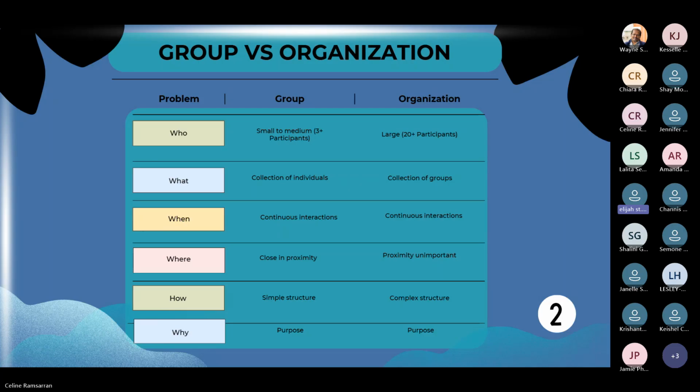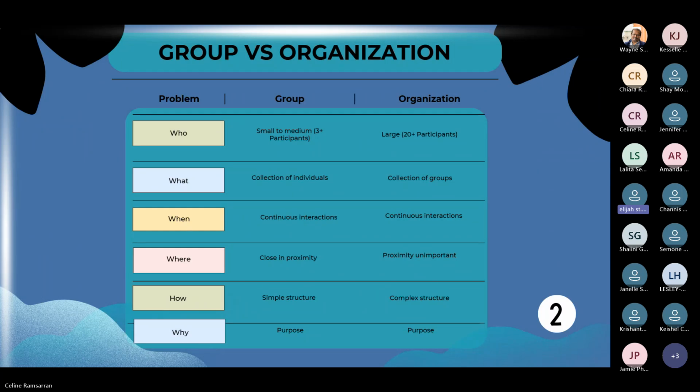When we think about what a group consists of or what an organization consists of, a group consists of individuals, whereas an organization consists of a collection of groups. This is also one of the similarities between a group and an organization: the form in which they interact with each other. Groups and organizations usually interact with each other on a continuous basis, right?